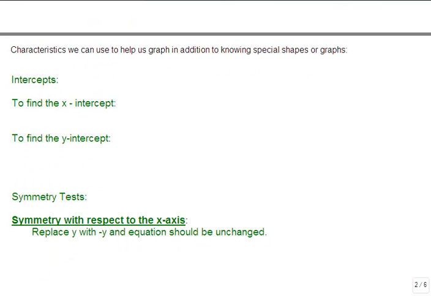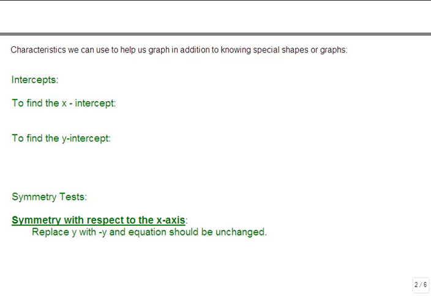Okay, on the next page here, we're going to talk about some important characteristics of a graph that are important to look at when you're trying to graph things, and important things to look for because they give you lots of important information about your curve and about your graph. One really key thing to know is intercepts. So let's review how to find an x-intercept.